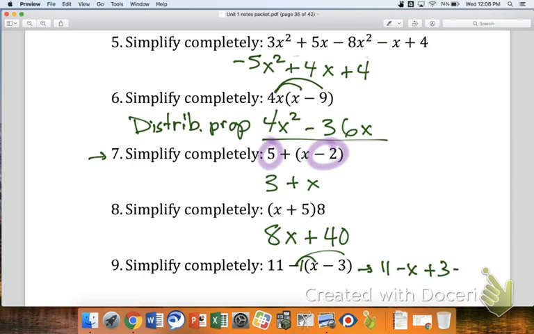Now I've got two like terms. This gives me 11 plus 3, which is 14. 14 minus x, because the negative x is not like the 14. So 14 minus x. It's one of the trickier ones. We will do more like those tomorrow.